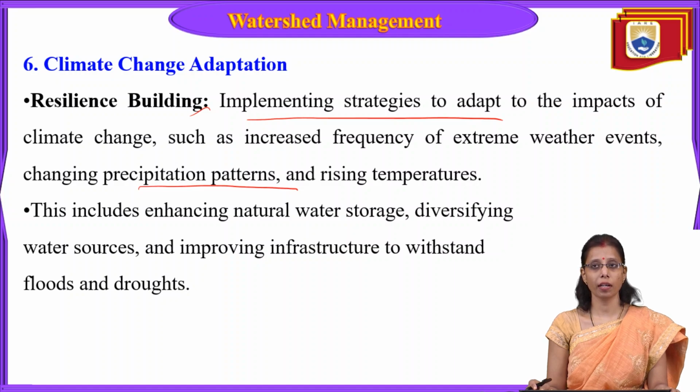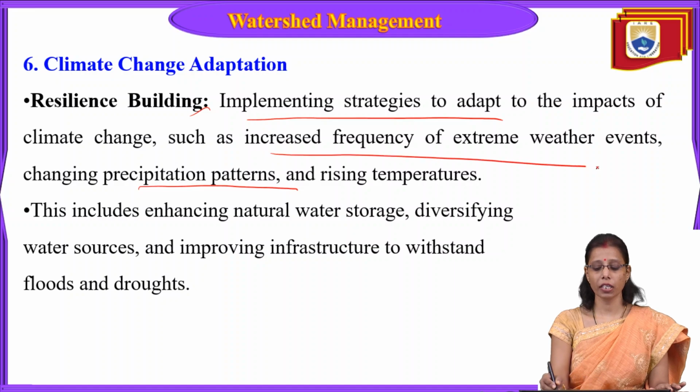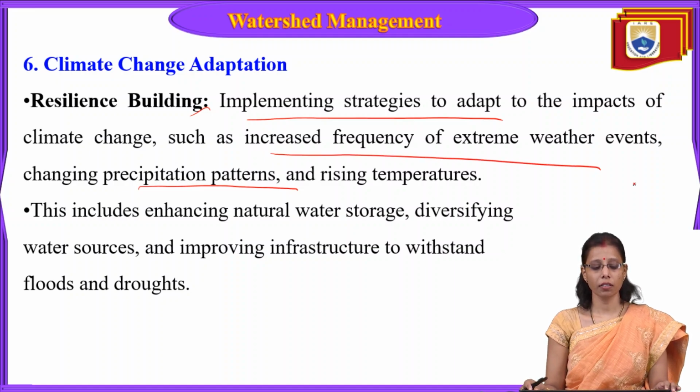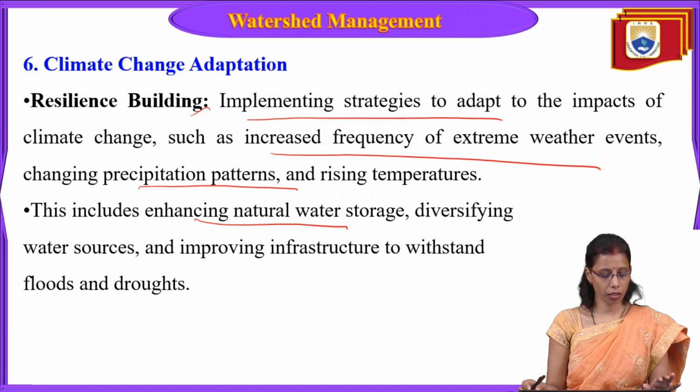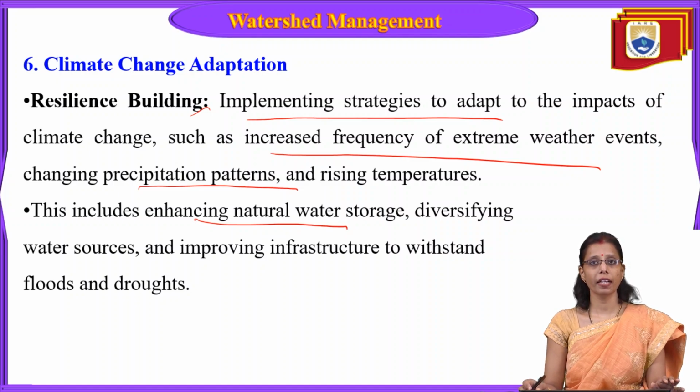Implementing strategies to adapt to the impacts of climate change, such as increased frequency of extreme weather events and changing precipitation patterns, which will affect the regions of the watershed. So this includes enhancing natural water storage, diversifying the water sources, and improving the infrastructure to withstand floods and any kind of drought conditions.